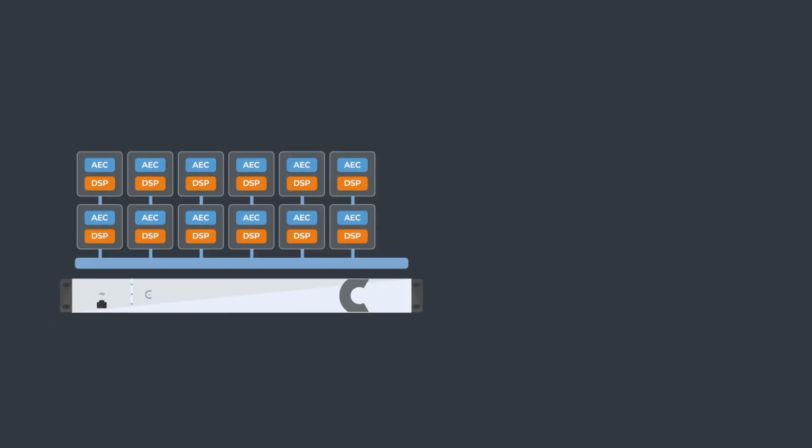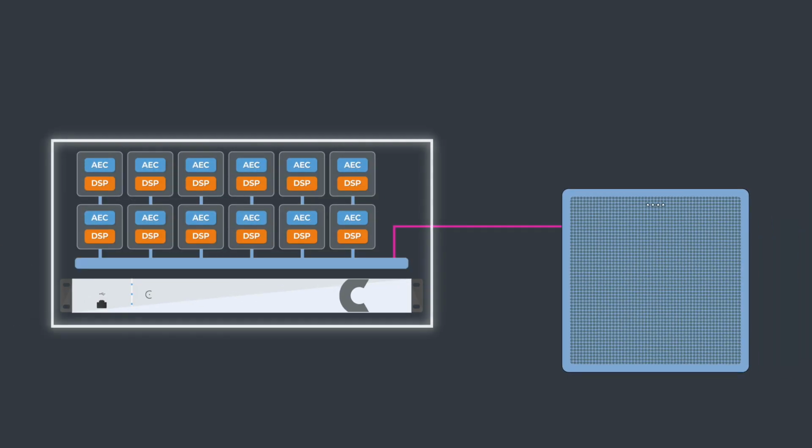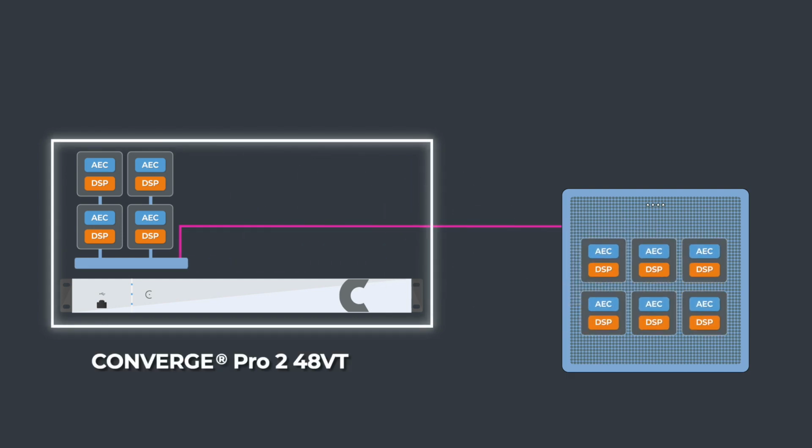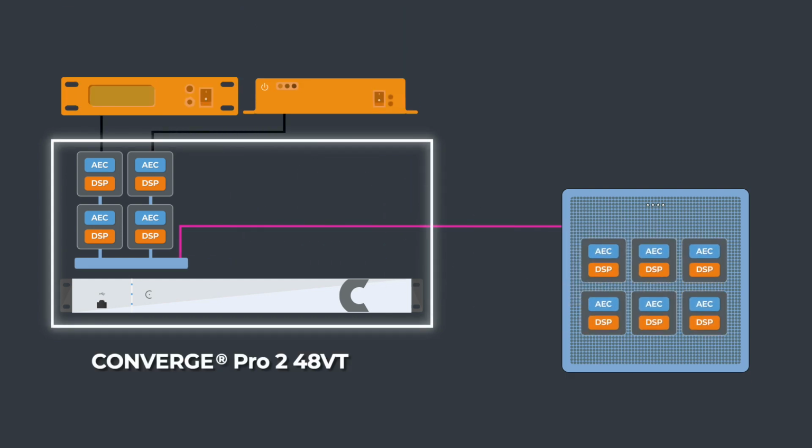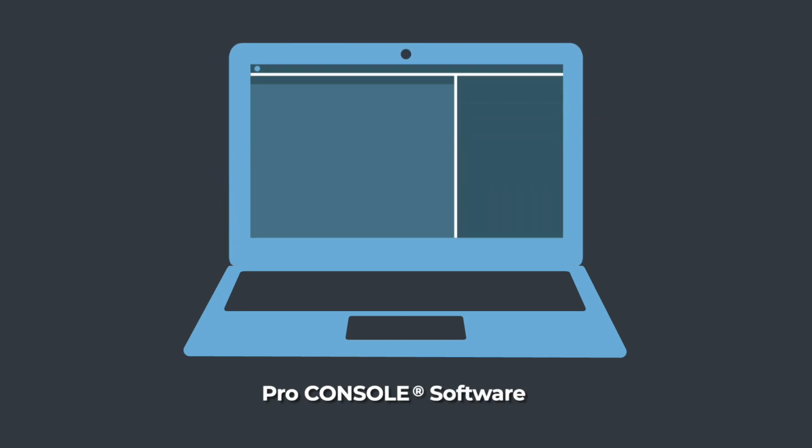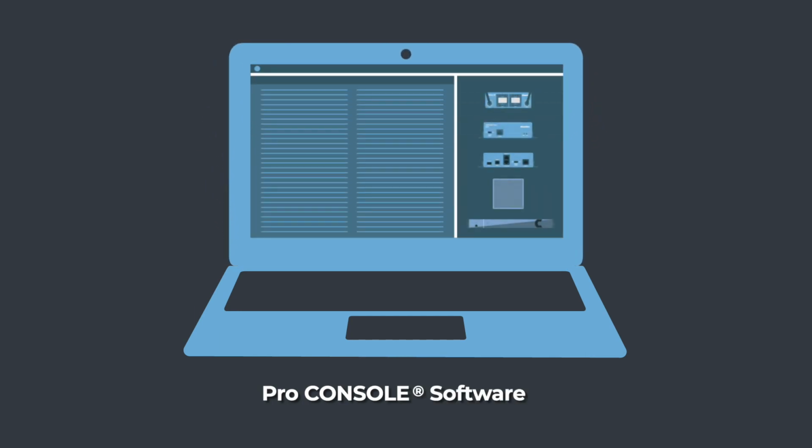ClearOne's architecture means signal processing is handled without taking up central DSP resources, so even the smallest Converge Pro 2 can manage multiple peripherals, delivering the most cost-effective solution that's easy to set up. Use a single piece of software to control your entire conference system.